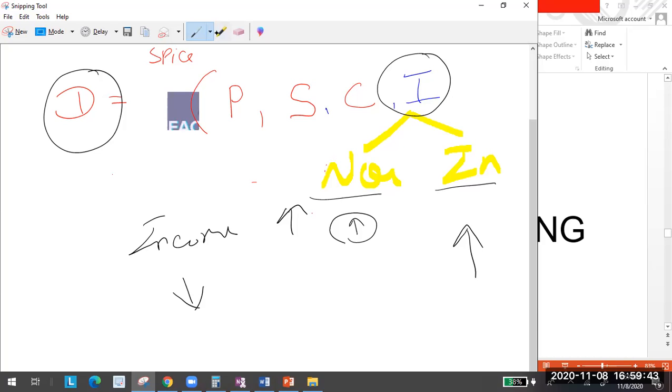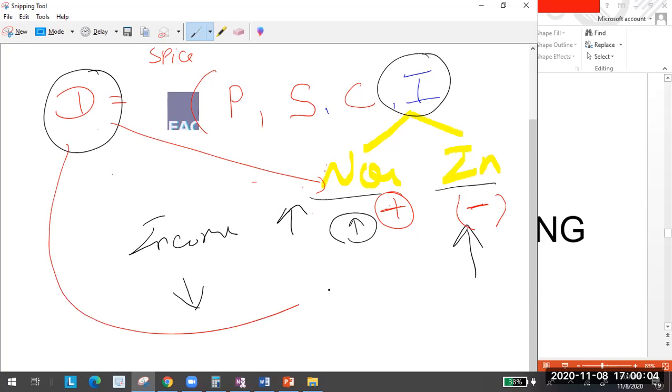So can I say that there is a positive relation? When income increases, then the demand for normal goods increases. That means there is a positive relation between income and demand for normal goods. And there is a negative relationship between inferior goods and income, because when the income decreases, the demand for inferior goods increases, right?